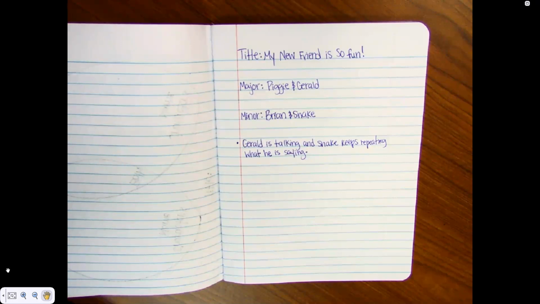Yes, exactly right. Because Snake keeps repeating what Gerald is saying, it's actually causing more of a realization in Gerald's mind, where Gerald's going, oh my gosh, they could be having more fun. Oh my gosh, he could be having a new best friend. Oh my gosh, now I need to figure out what's going on, right? He's having this realization of, oh my gosh, oh my gosh, oh my gosh, okay?